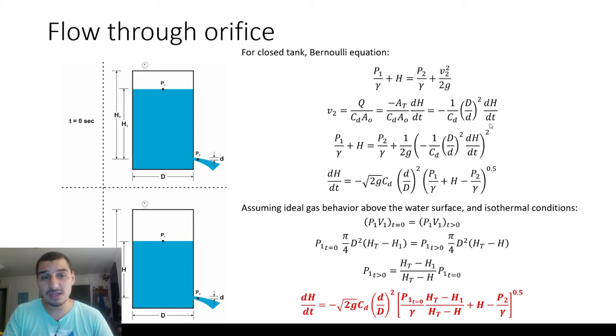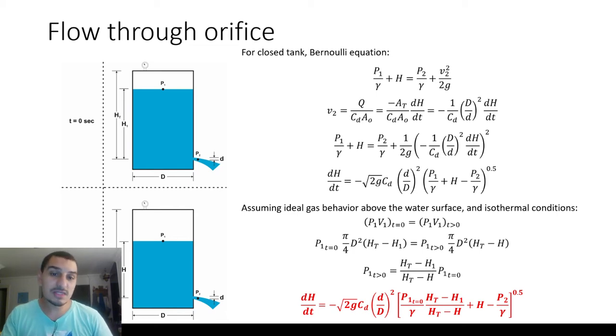Of course, it's a bit different now. And when we substitute here, we will end up with this form. Just put this in here, and by substituting and simplifying the equation and getting dH/dt on one side, you will end up with this form, which is negative Cd d over D, multiplied by the square root of 2g multiplied by (P1 over gamma plus H minus P2 over gamma), all to the power 0.5.